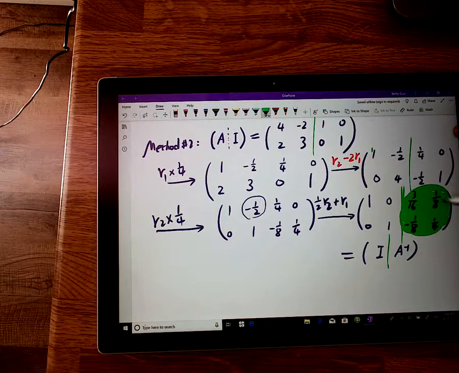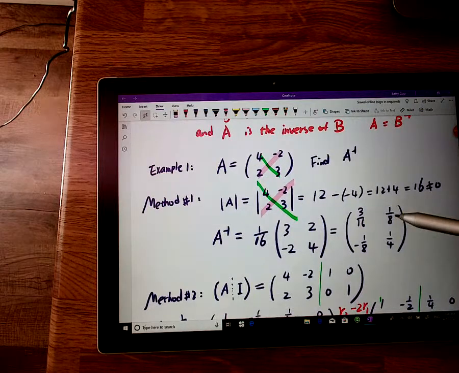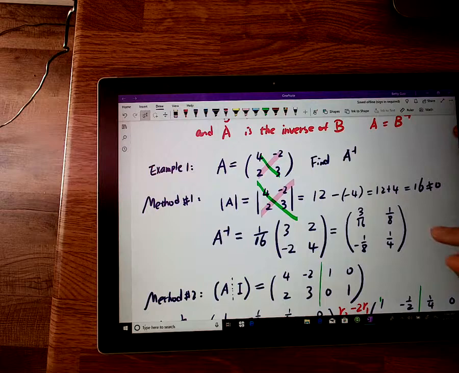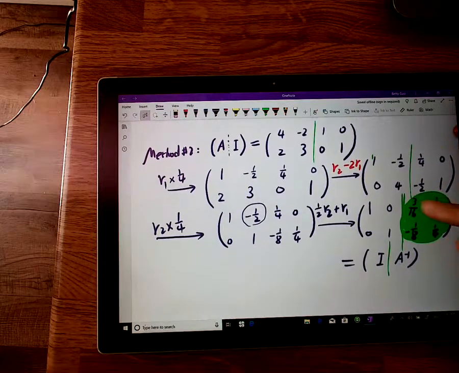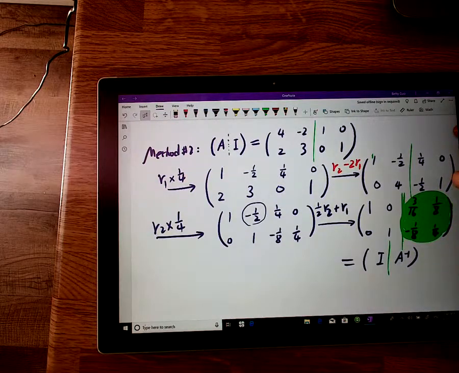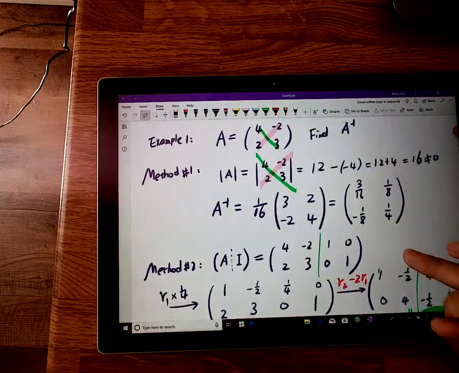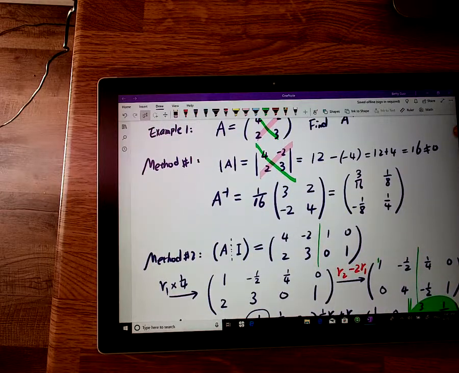Of course, the benefit of this method, applying row operations, is not very obvious when we handle a 2x2 matrix. You can see method 1 works better, is faster. But if the matrix is 3x3 or 4x4 or even higher, then this method would be the better one. Okay, so that is example 1. I'm going to stop here because it's already over 20 minutes, and continue in the next video.